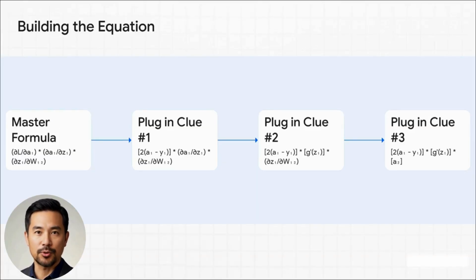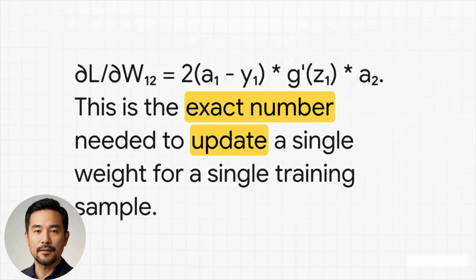Okay, watch this. We start with our master formula blueprint. Now, let's slot in the answer for clue number 1. Perfect. Now let's plug in what we found for clue number 2. Looking good. And finally, the last piece, clue number 3. And there it is. So this is it. This is the gradient for that one single weight. And if you look, you can literally see our 3 clues sitting right there. You've got the node's error, multiplied by the derivative of the activation function, multiplied by the signal from the input node. This is the magic number the network needs to get just a little bit smarter.